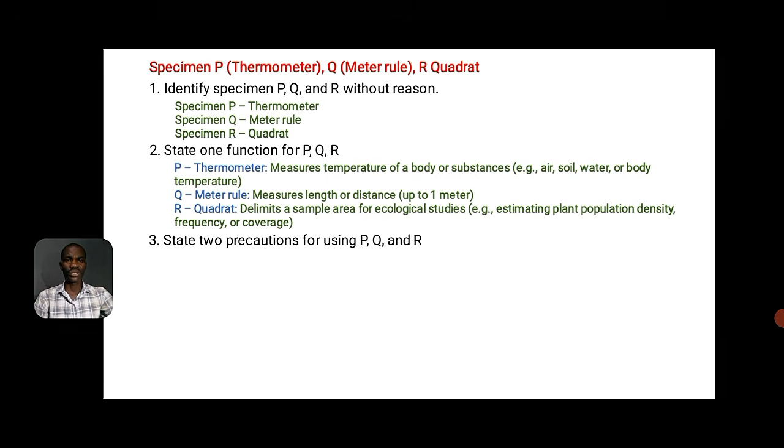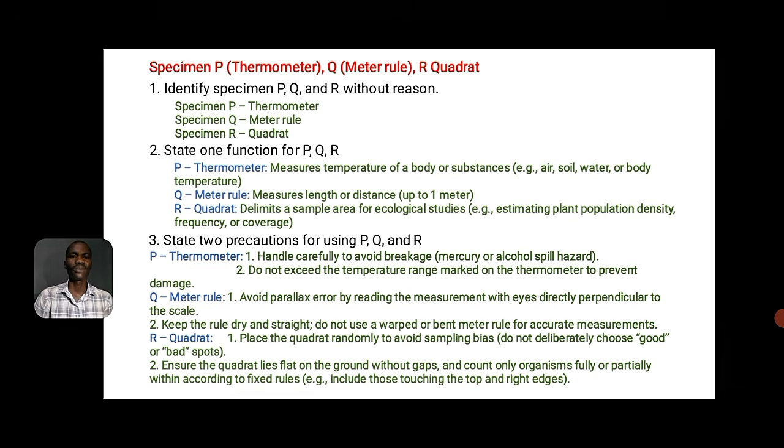Number 3, state 2 precautions for using P, Q, and R. If you want to use thermometer, number 1 is handle carefully to avoid breakage. Number 2, do not exceed the temperature range that is marked on the thermometer to prevent damage. For meter rule, avoid parallax error by reading the measurement with eye directly perpendicular to the scale. Number 2, keep the meter rule dry and straight. Do not use a bent or warped meter rule for accurate measurement.